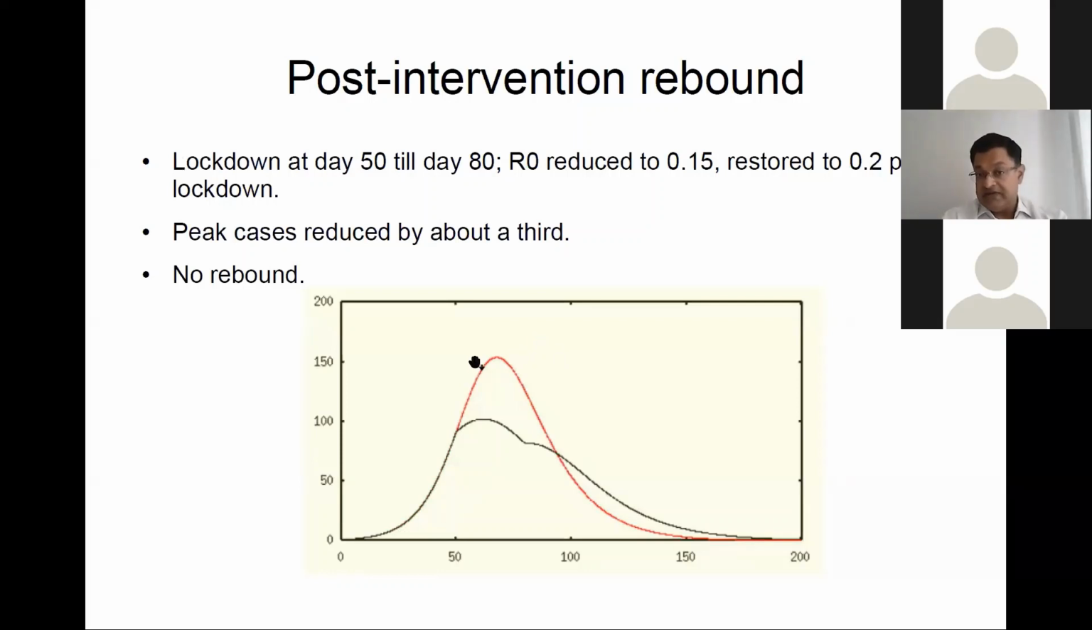The peak number of cases have been reduced by about a third, and that's useful, and there is no rebound effect. So the point that these 2 slides are making is that the timing and the duration of the lockdown and your anticipation of how much you've lowered R0 during the lockdown is of great importance, right? It can make the difference. As these slides show, it can make the difference between rebound or not rebound, and so on and so forth.